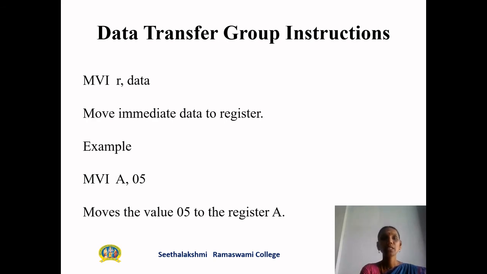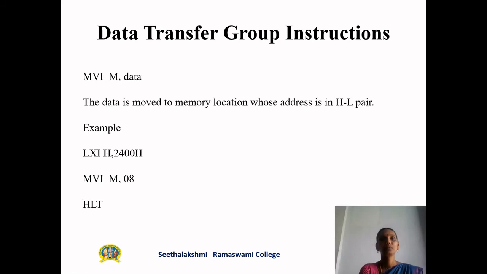In the previous instructions, we are moving value from a particular register or from memory. The next instruction is MVI, which moves immediate data to the register. For example, MVI A, 05, which moves the value 05 to the register A. The next instruction is MVI M, data. The data is moved to the memory location whose address is in the HL pair.